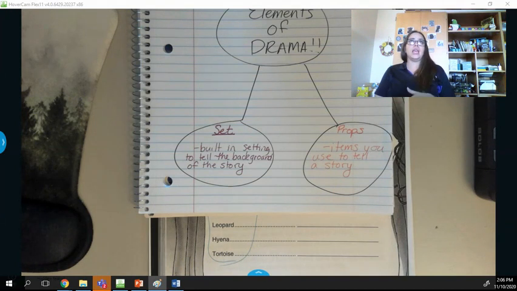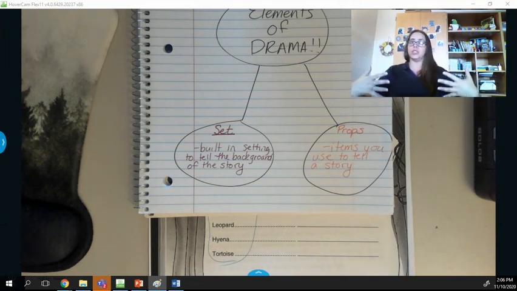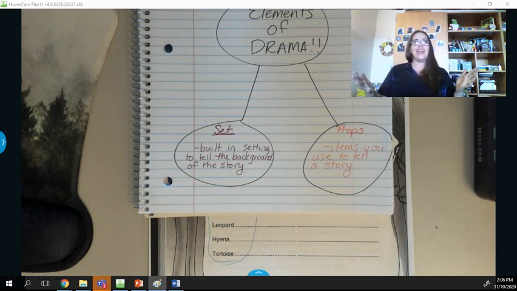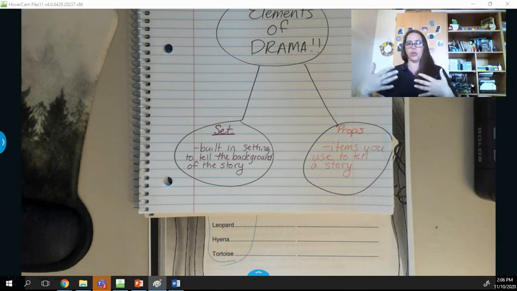The sign where Camilla started weeding the sign, that sign would also be a prop because it's a small piece that you can move around. The actors and actresses can interact with it. Whereas the school would be your set because it's a very big piece and it's going to be behind the actors and actresses. And they're there, but they don't really interact a whole lot with the school backdrop and the background.